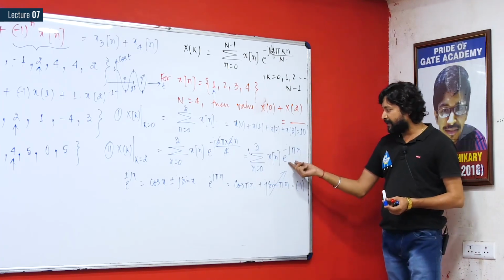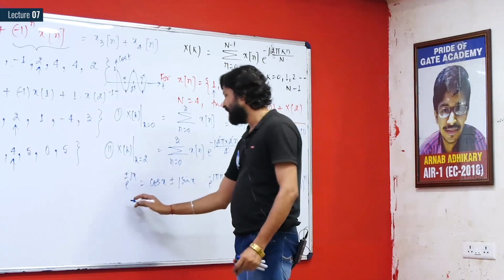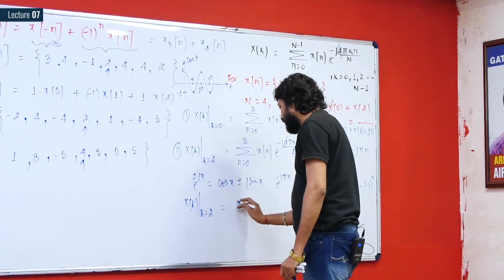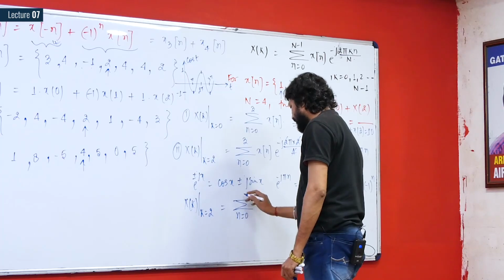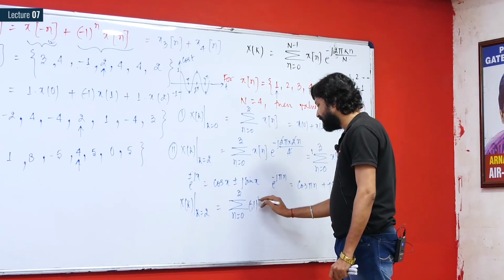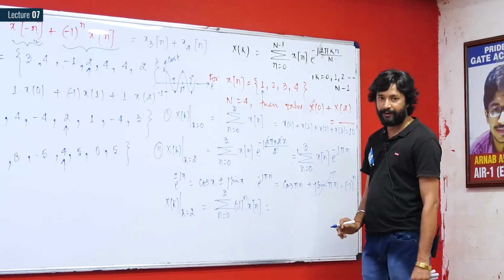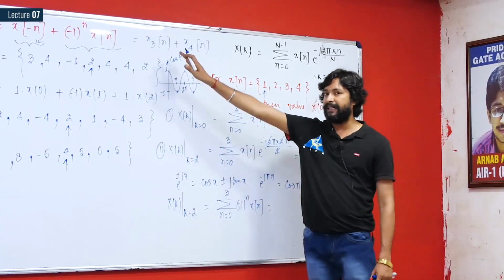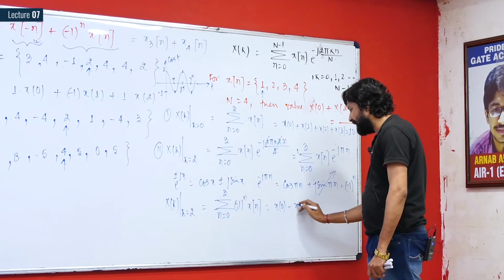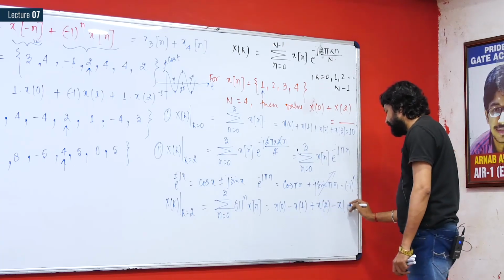Now, if this factor can be replaced by minus 1 to the power n, then the expression we get for this signal x of k at k equals to 2 is the summation from n equals to 0 to 3 of x of n into minus 1 to the power n. If you put values of n from 0 to 3, the values will be plus 1 into x of 0, minus x of 1, plus x of 2 and minus x of 3.